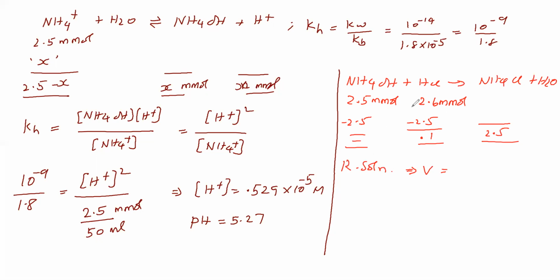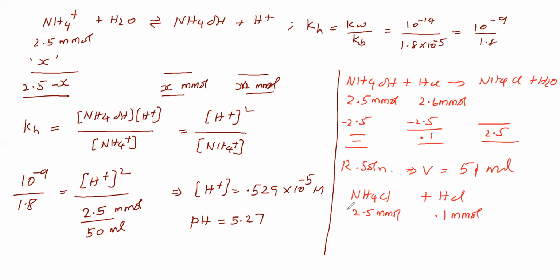HCl we have added 26 ml, therefore totally 51 ml. The resultant solution volume is 51 ml. Now in the resultant solution, what is present? The salt ammonium chloride is produced, 2.5 millimoles. Then HCl remaining is 0.1 millimole.